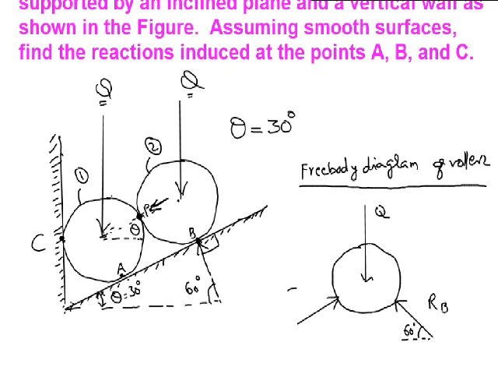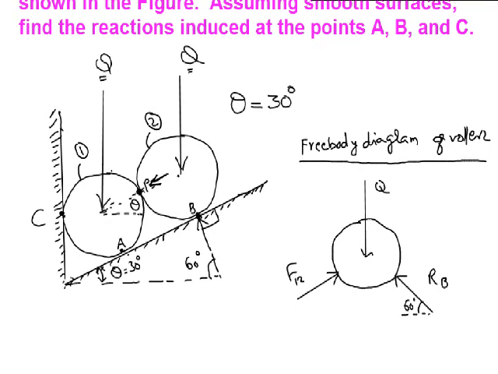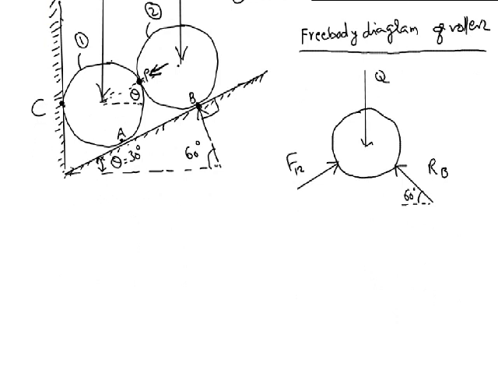This reaction we can call F12. Okay, and this angle is 30 degrees. The line of centers here is parallel to the inclined plane. The line joining centers of 1 and 2 is parallel to the inclined plane. So if this is 30 degrees, this will also be 30 degrees.